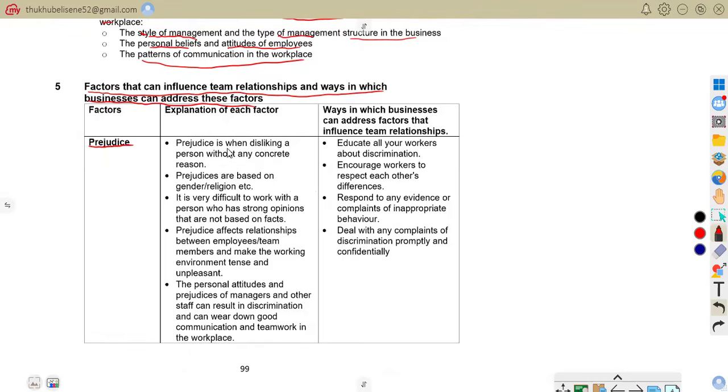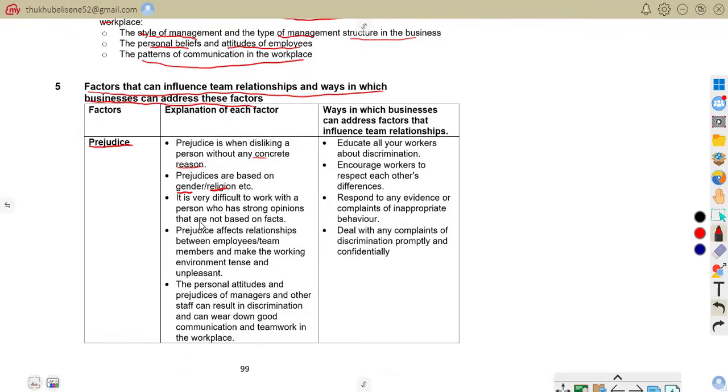They say prejudice is when disliking a person without any concrete reason. So now you are disliking someone without any concrete reason. For example, refusing to work with someone because of their religion or because of their gender. Also, they are saying prejudices are based on gender or religion. So that is a prejudice.